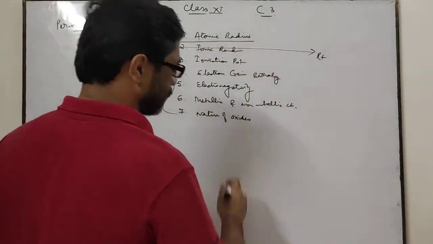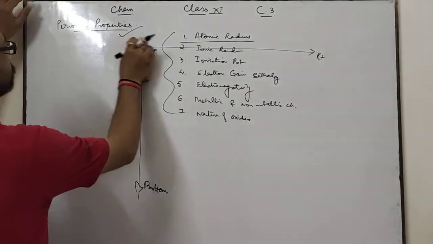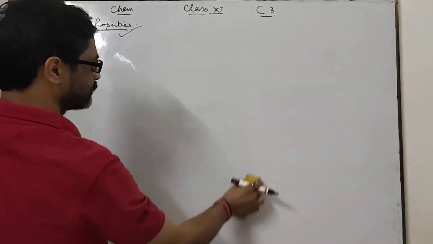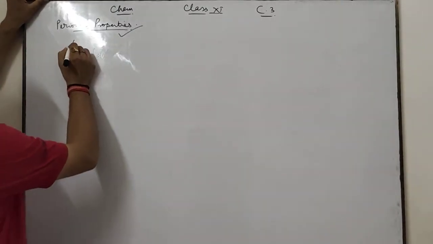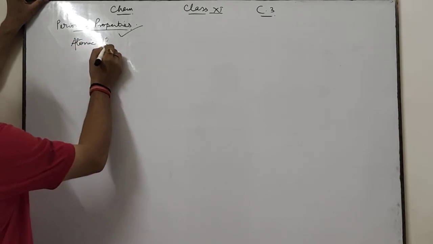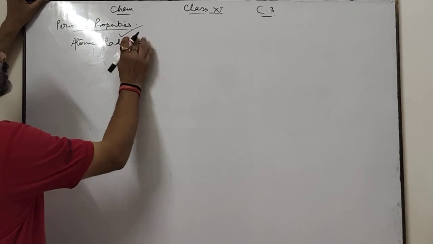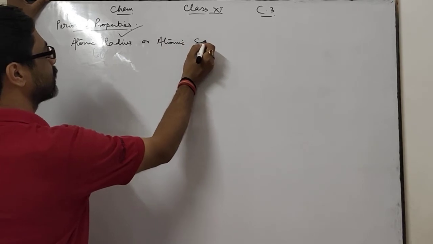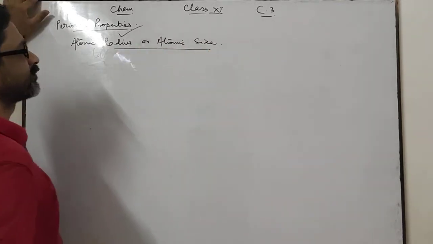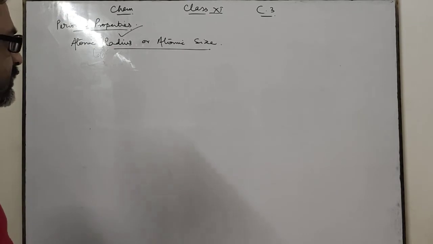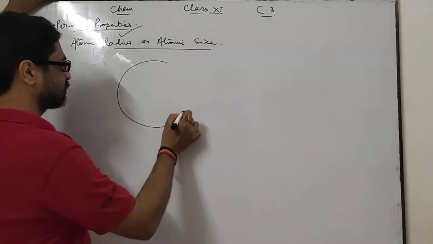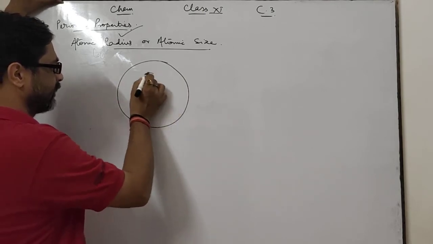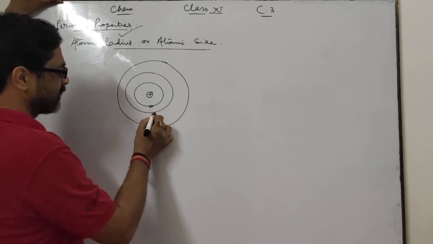Now I am going to discuss atomic radius. The first periodic property is atomic radius. What is atomic radius? Atomic radius is also known as atomic size. What is atomic radius or atomic size? You know that all atoms are spherical in shape. They have a nucleus surrounded by various shells. These shells contain electrons.